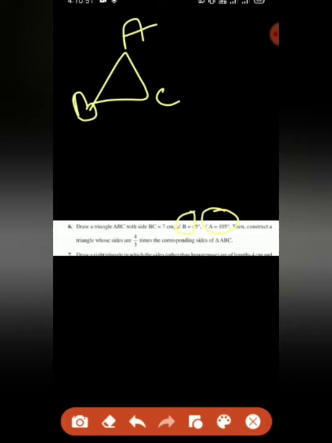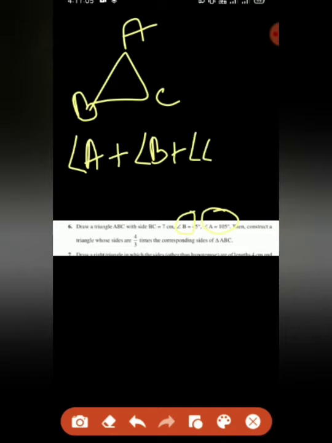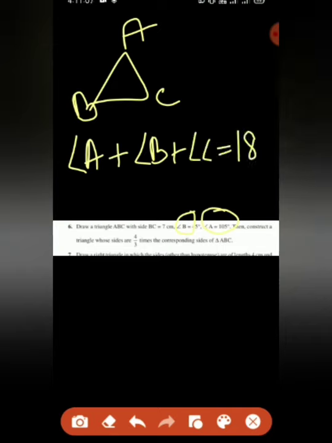To do this, we know that in a triangle, the three angles should add up to 180 degrees. So we will use this concept here. Angle A plus angle B plus angle C should be equal to 180 degrees in a triangle. We know this. So we'll use this concept here.